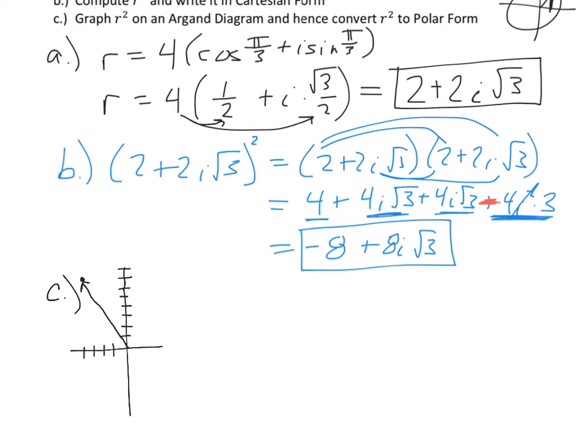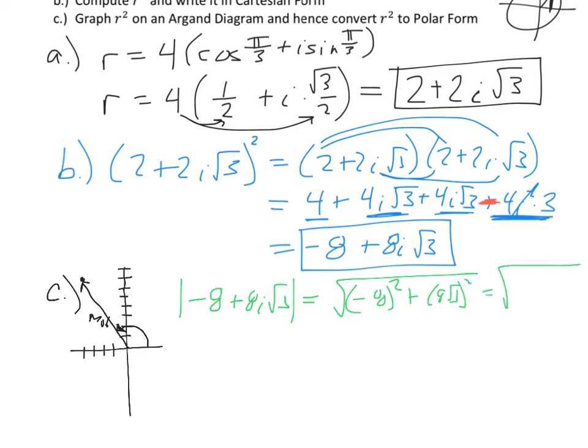So remember, the modulus is going to be this length here, and the argument is going to be this angle here. So to find the modulus of negative 8 plus 8i root 3, I'm going to do the square root of negative 8 squared plus 8 root 3 squared. So this is 64 plus 64 times 3, which is 192. And when I add those things up, I get the square root of 256, which is 16.